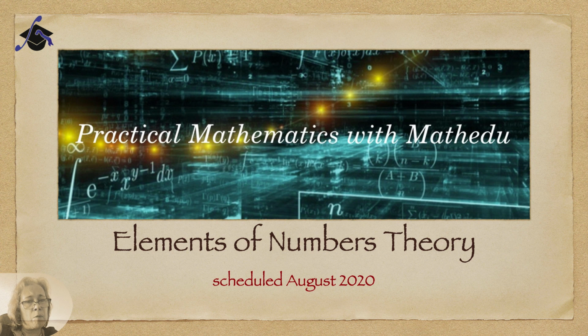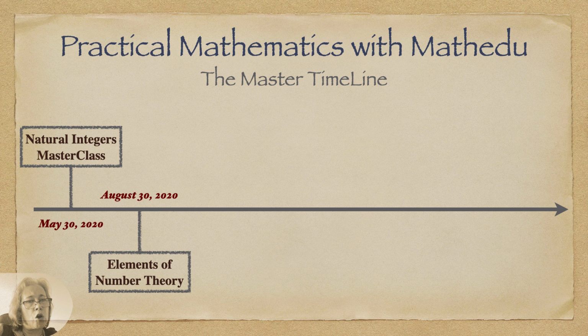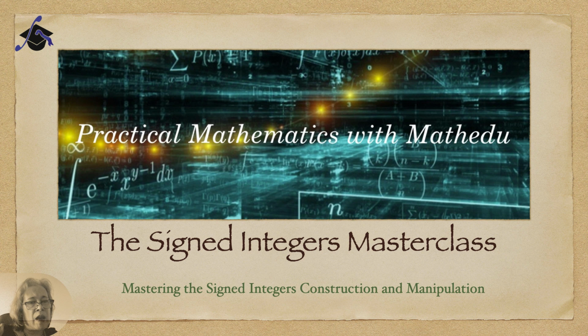The elements of number theory is scheduled for August 2020, and we put it on the master timeline of practical mathematics with Mathedu School. Elements of number theory, August 30th, 2020. And then we will study the negative numbers, the signed integers masterclass.